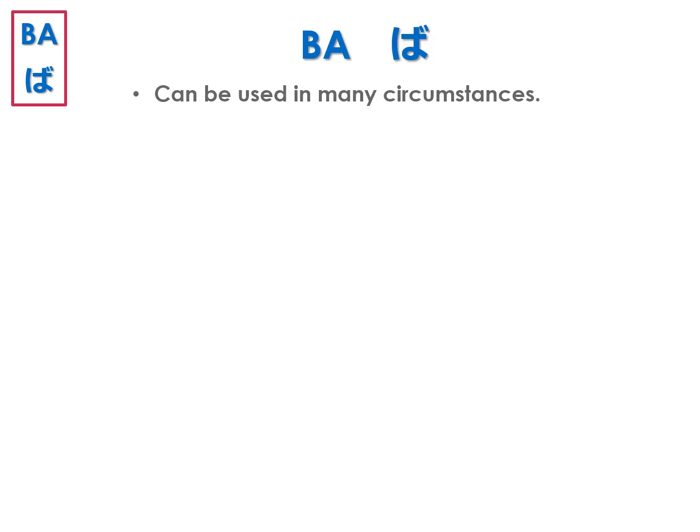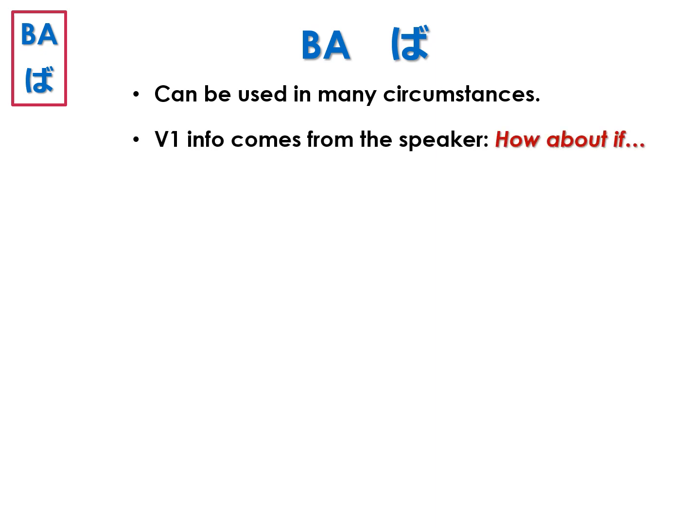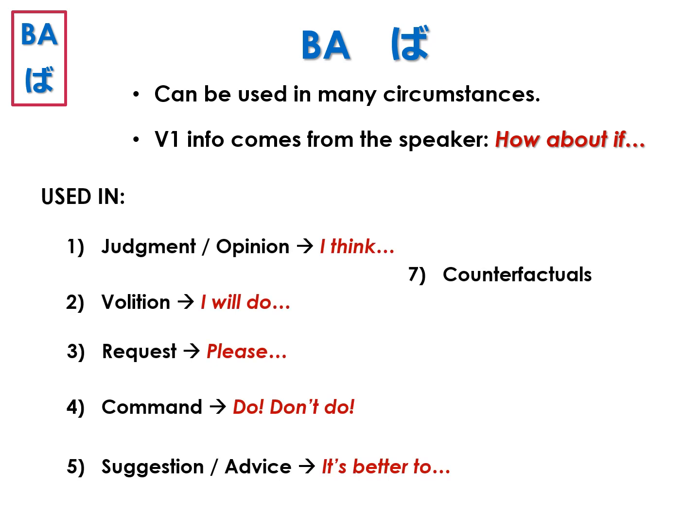Main takeaways with the ba conjugation are that, like tara, it can be used in many situations, and that the info in the subordinate clause originates from the speaker. This is in contrast with the fourth conjugation, nara, which we'll learn in the next lesson, where the info in the subordinate clause comes from the listener. So how is ba used?